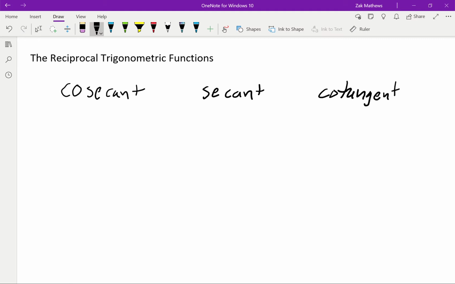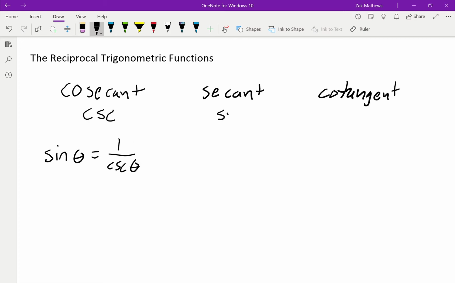Well, the reciprocal trig functions are reciprocals because they're the reciprocals of the trig functions we have already defined. And cosecant, which we abbreviate CSC, is the reciprocal trig function for the sine function. What that means is that sine of an angle theta is equal to 1 over cosecant of that angle theta. They're reciprocals.